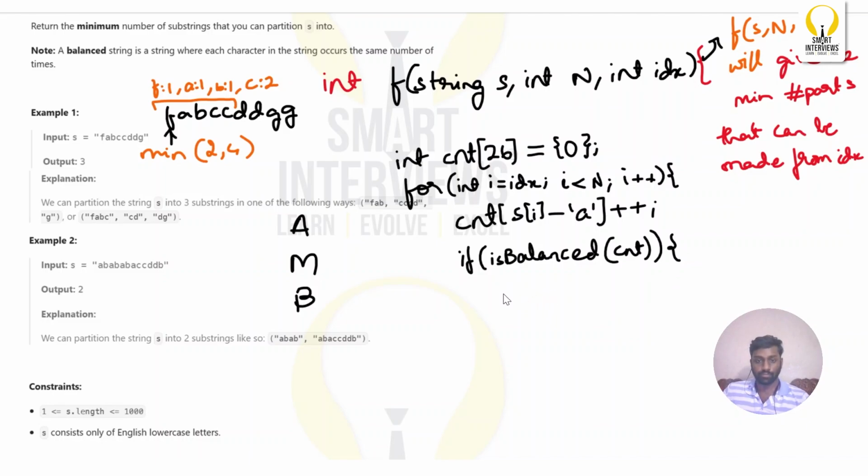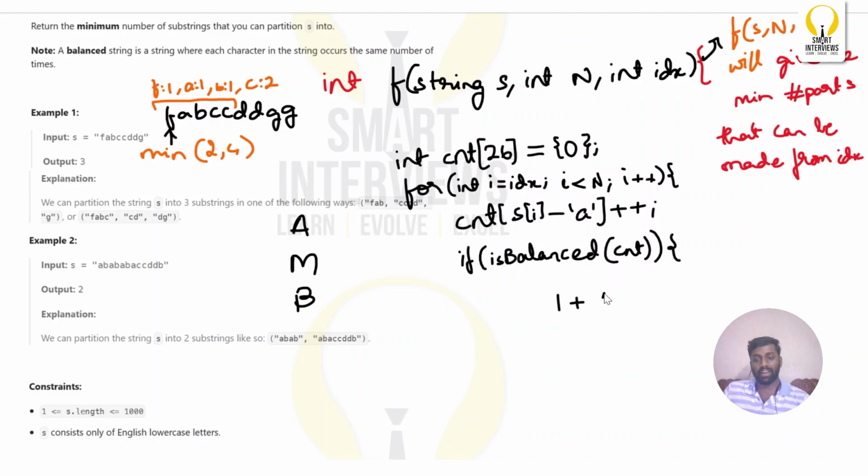Hence, the number of steps to partition from this point on is going to be 1 partition at this point, plus I need to know the minimum partitions I can make from the current index plus 1. What is the current index? I plus 1. Do I have any function that will tell me the minimum partitions I can make from the current index?